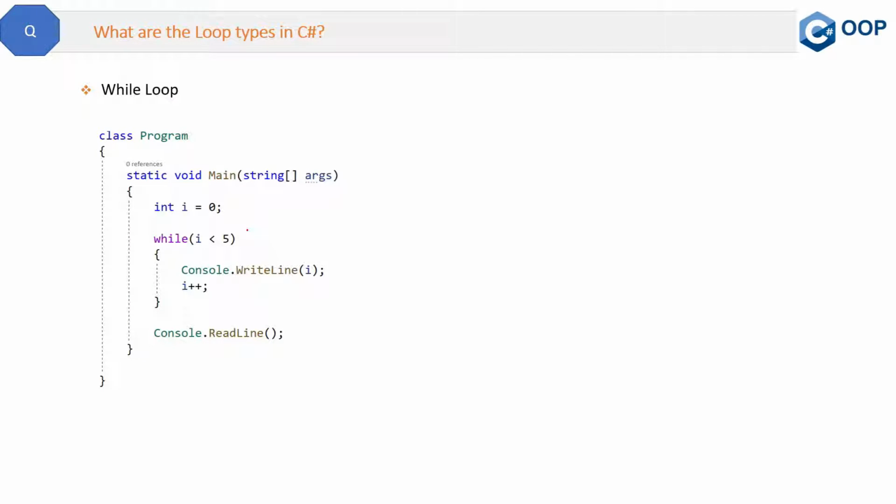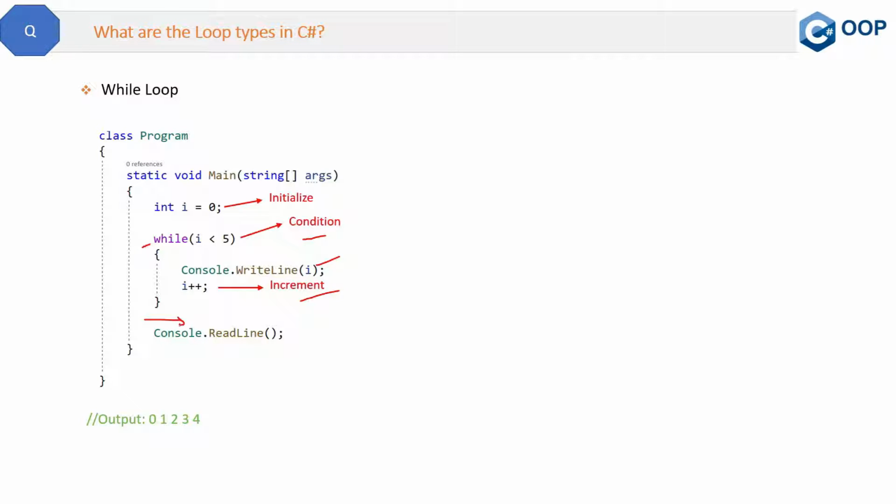So in the while loop, we have the while keyword, and how it processes: it will first initialize the variable, then set the condition for the variable, and then increment the variable one by one. That is the while loop, and the output we expect is that it will first print 0, 1, 2, 3, 4. Because the condition is less than 5, at 4 this loop will stop and it will come out here. So this is the simplest one, the while loop.